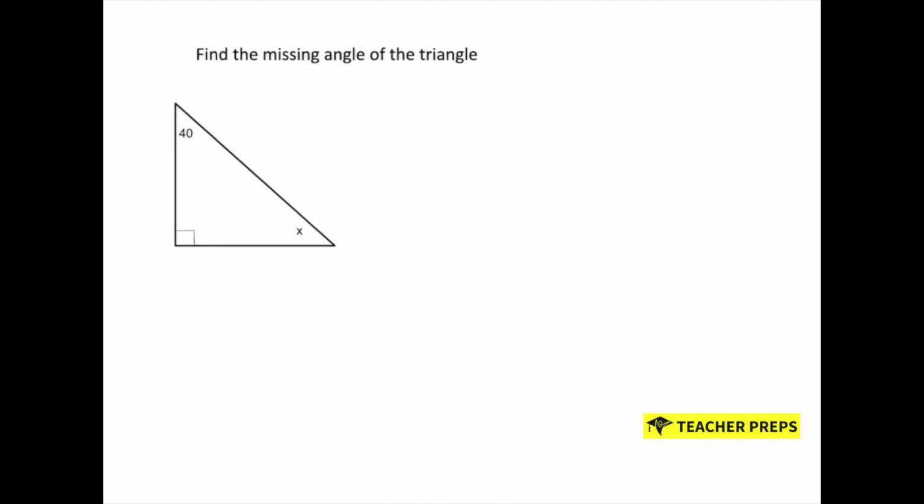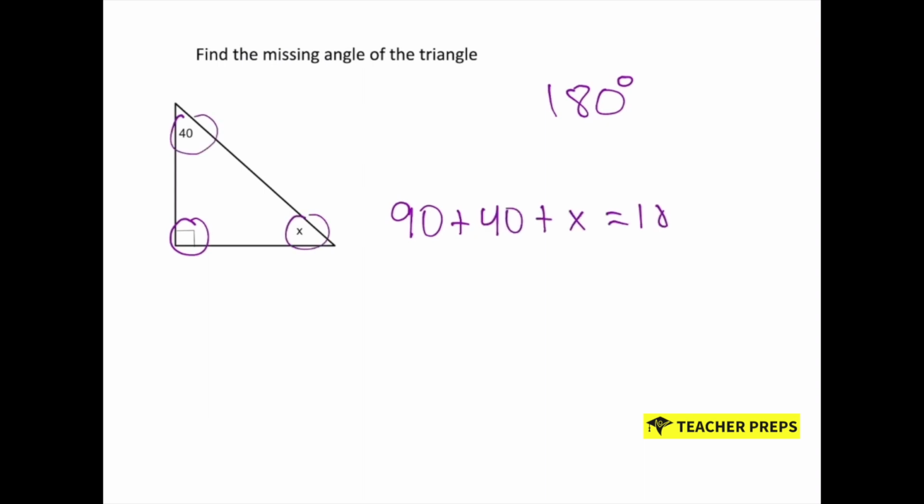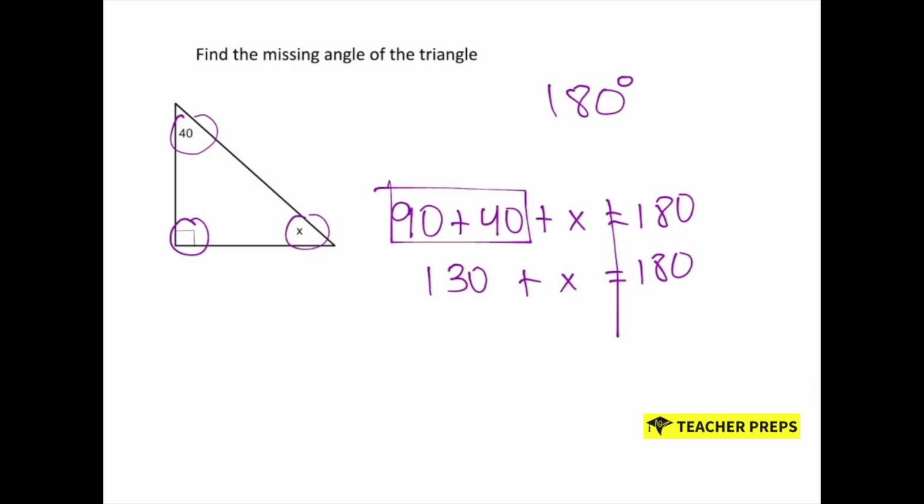Now that we've learned how to classify triangles, we can talk about the angles inside the triangles. The sum of the angles in a triangle is 180 degrees. When we're trying to find a missing angle, we can use this rule to help us find it. We know that 90 plus 40 plus x is going to get us 180 degrees. We can then add 40 and 90 to get 130 plus x equals 180. Finally, we can get x by itself by subtracting 130 from both sides. And we find that x equals 50. So x is 50 degrees.